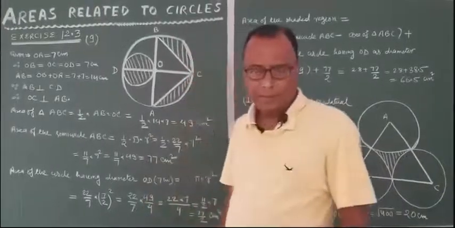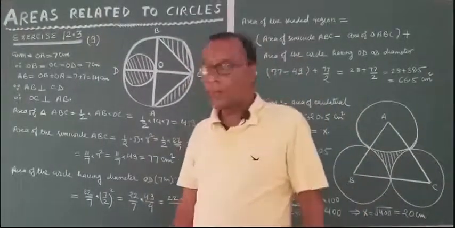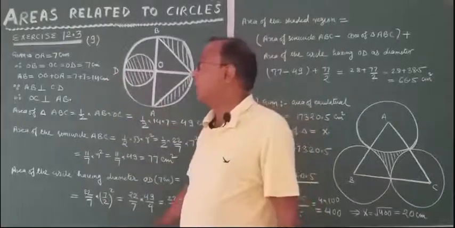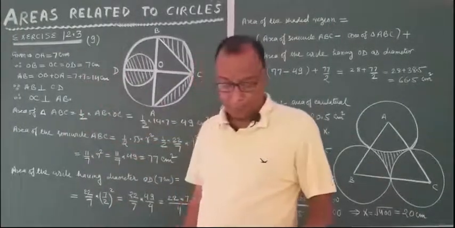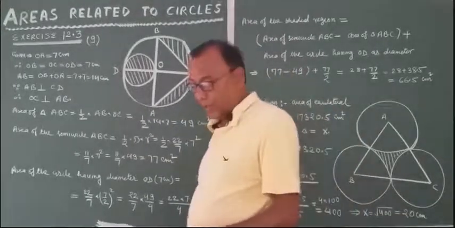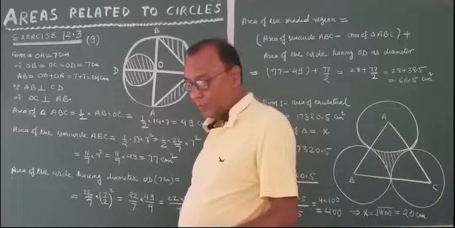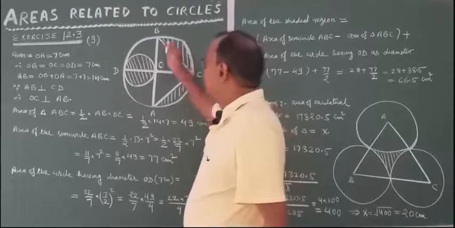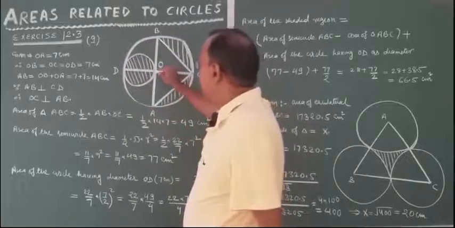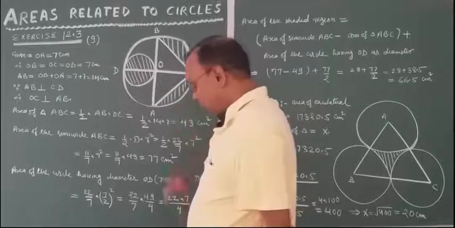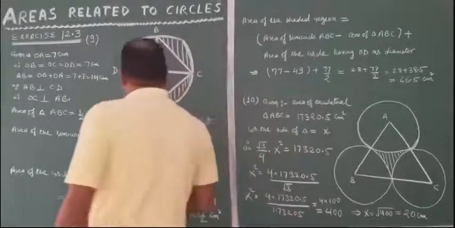Jai Hind everybody. So today I am starting with question number 9 of exercise 12.3. The question is this: in the given figure, AB and CD are two diameters of a circle with center O, perpendicular to each other. This is a circle with center O. It has two diameters AB and CD, and both are perpendicular to each other.